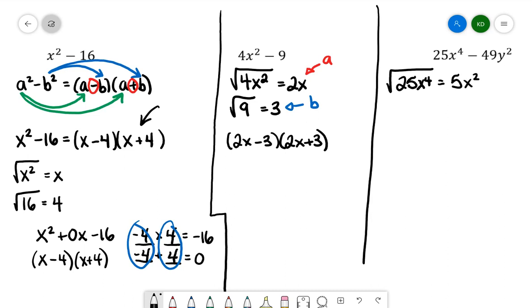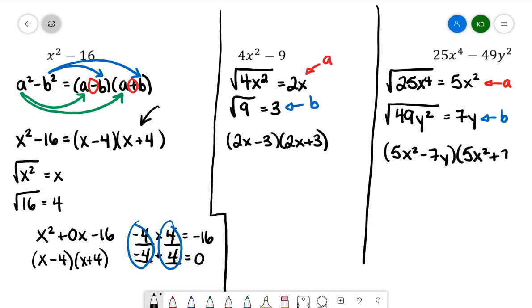Remember, what you're trying to do when you're square rooting is find two things that when you multiply them together get you back to the original. So 5 times 5 would give you 25, and x squared times x squared would give you x to the power of 4. Next, let's take the square root of the last term. The square root of 49 is 7, and the square root of y squared is y. So again, here's my new a value, and here is my new b value. And now we're just plugging it into the factors. My first factor will then be 5x squared minus 7y, and the second is 5x squared plus 7y.